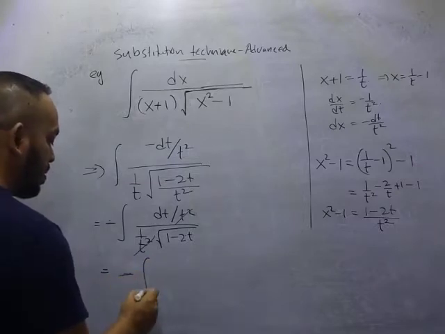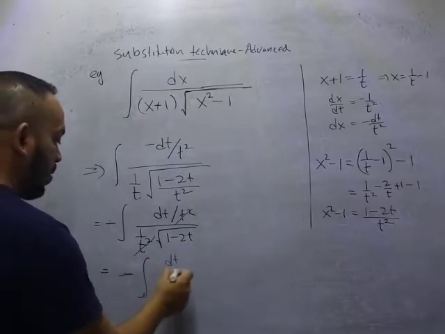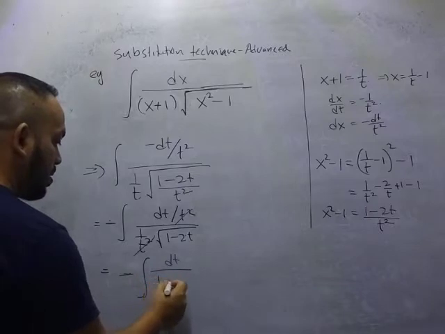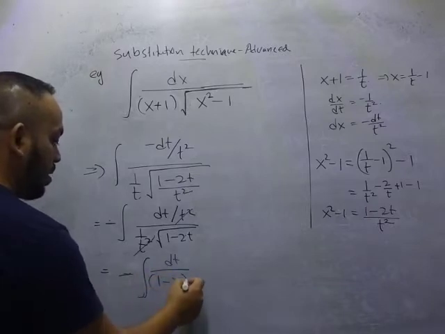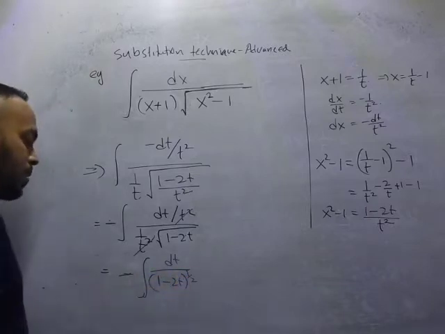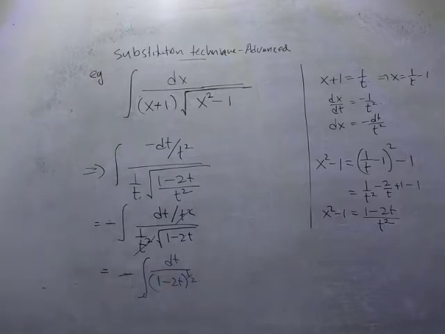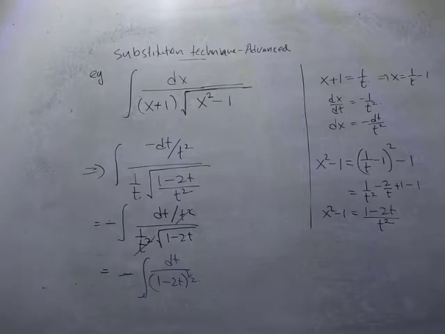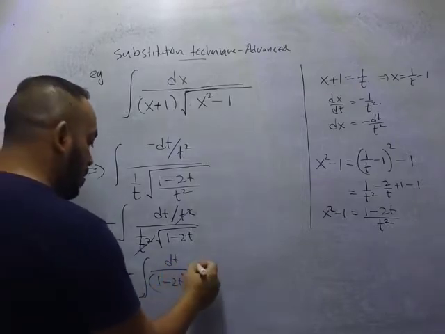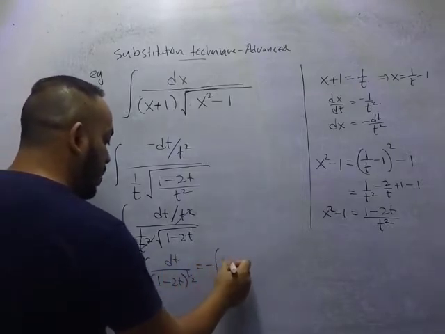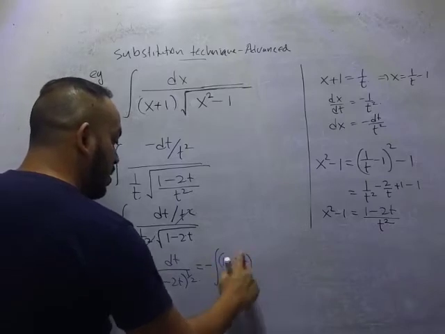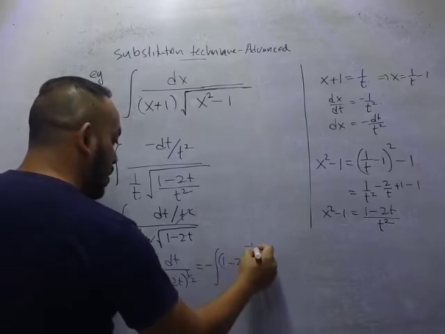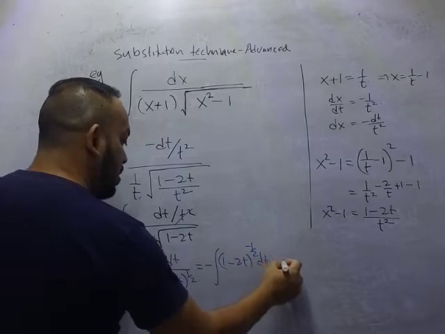Minus dt over 1 minus 2t to the power of half. It's a linear expression. Then you know how to deal with linear expressions. Bring it to the top. So minus 1 minus 2t to the power of minus half dt.